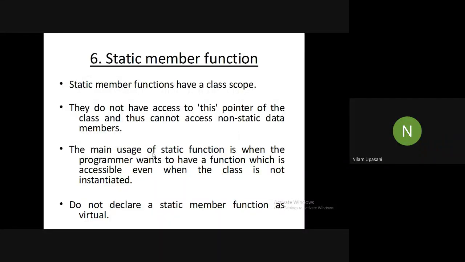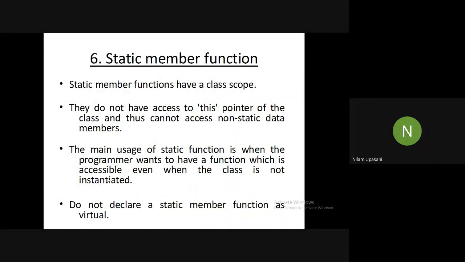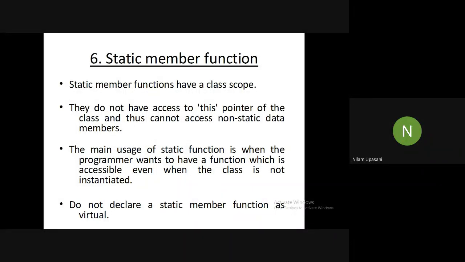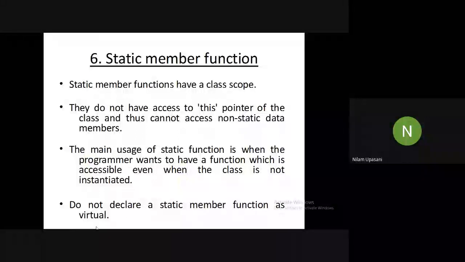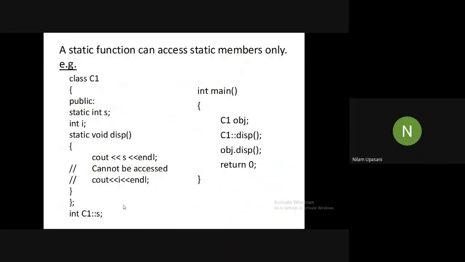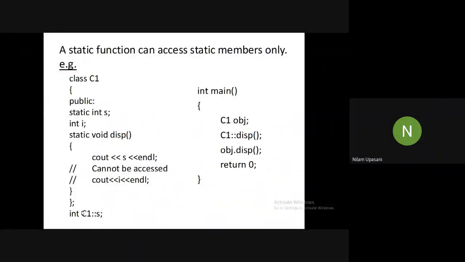The main usage of a static function is when the programmer wants a function which is accessible even when the class is not instantiated, that is, even when the object is not created. Before that, if you want to access that function, it is possible with a static function. I'll explain it with an example. Do not declare a static member function as virtual. We haven't covered the virtual concept yet, but static member functions cannot be declared as virtual. So these are some important points related to static functions. Now let us discuss some examples to understand this concept.